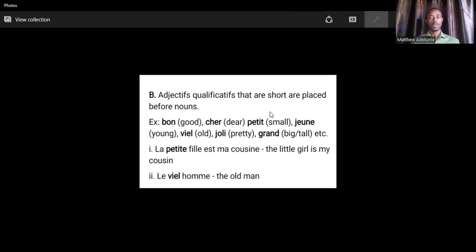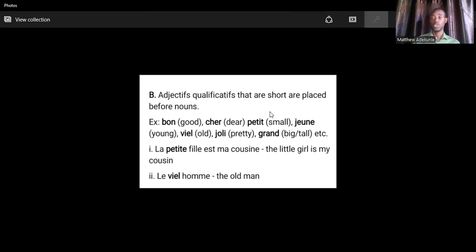Adjective qualificative that are short are placed before nouns. So you can see now that we're getting to another point, where we can have an adjective placed before the noun, which is when the adjective is short. For example, we have examples on the screen there. Bon, cher, petit, jaune, vieille, jolie, grand.